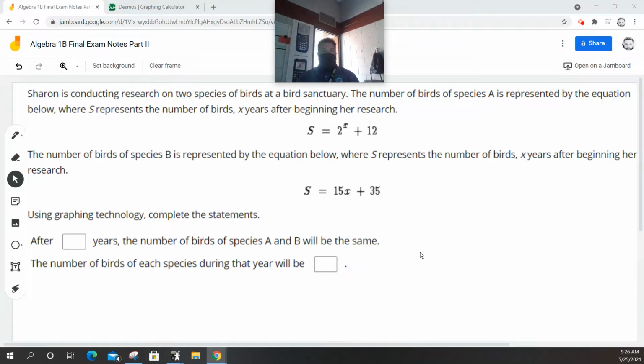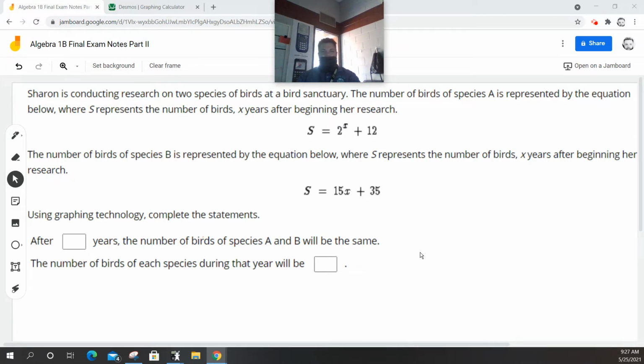All right, so this one says Sharon is conducting research on two species of birds at a bird sanctuary. The number of birds of species A is represented by the equation below, where S represents the number of birds X years after beginning her research. The number of birds of species B is represented by the equation below, where S represents the number of birds X years after beginning her research. So there's two equations. It says using graphing technology, complete the statements.